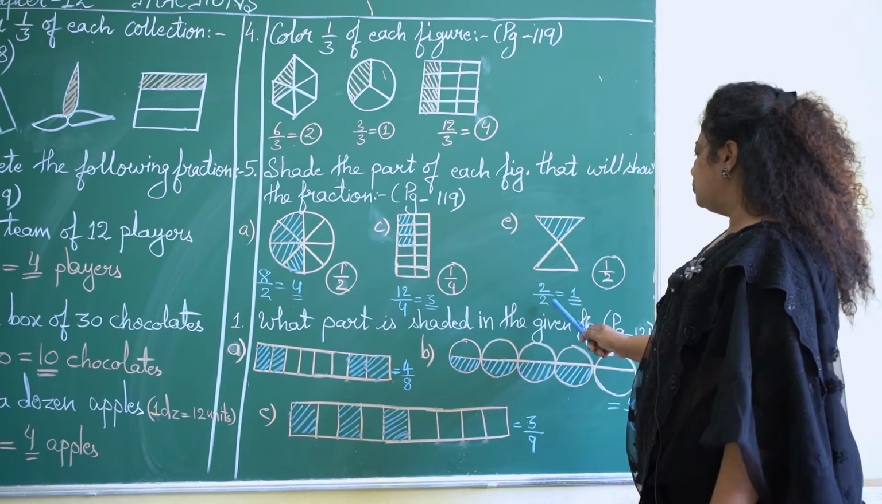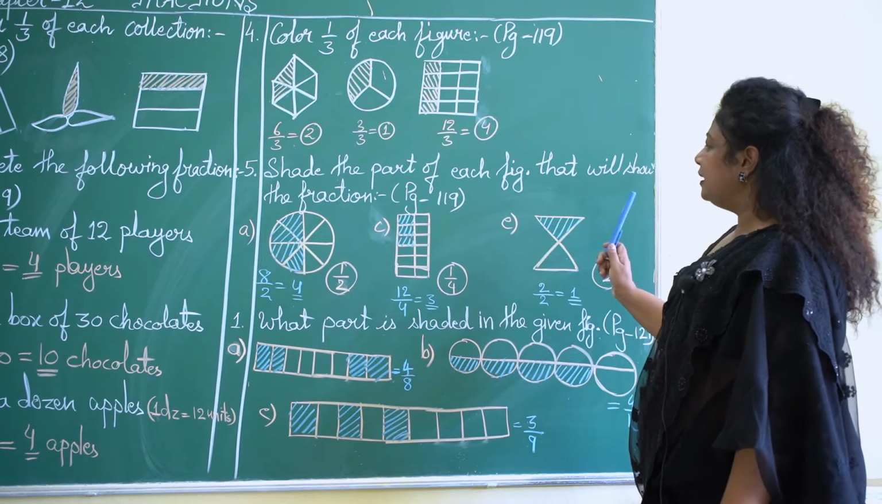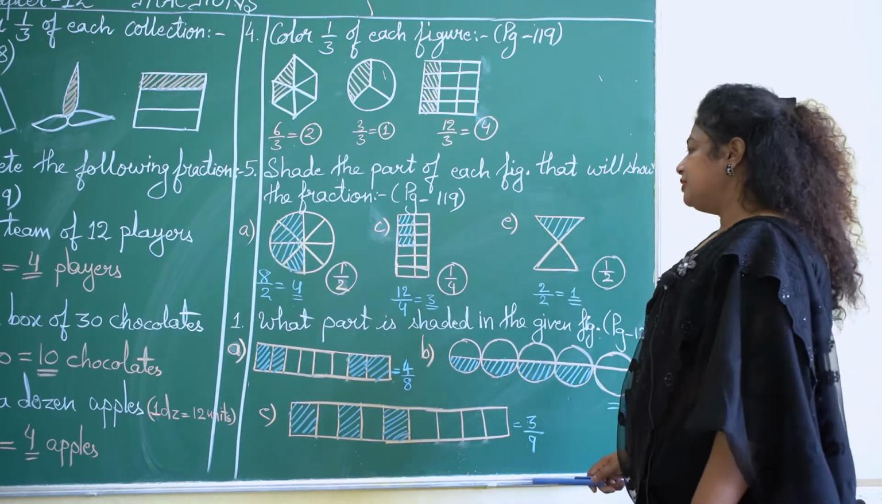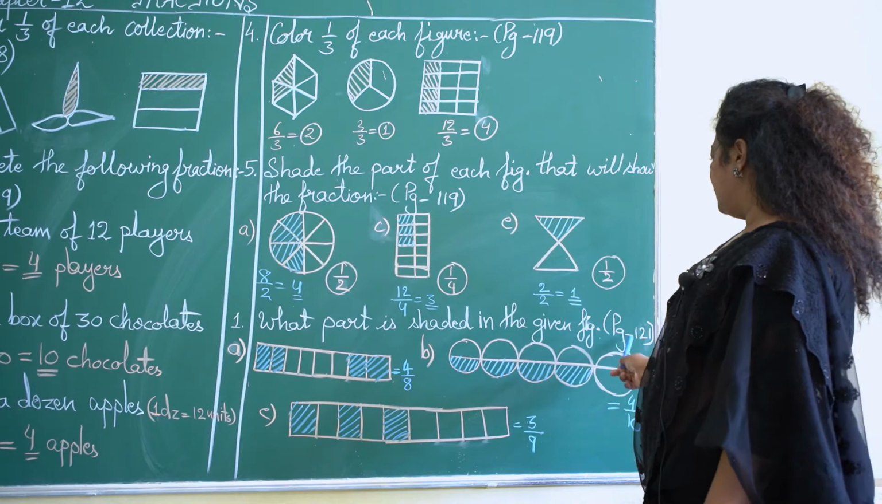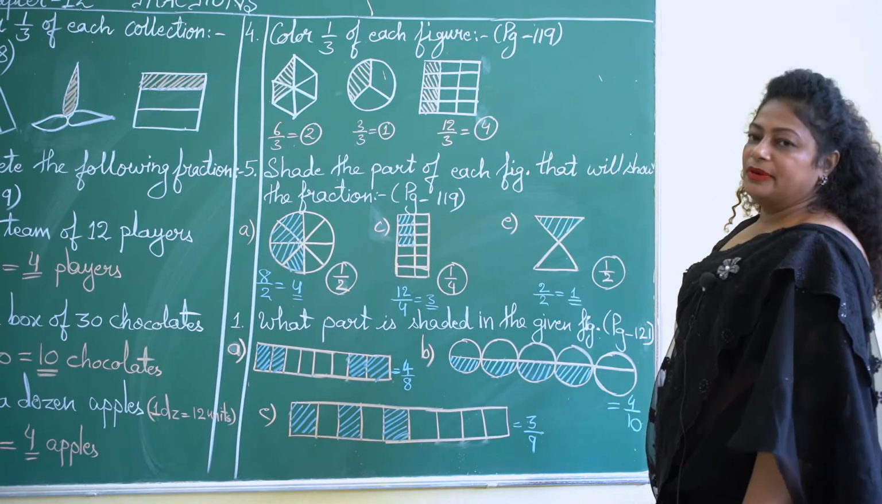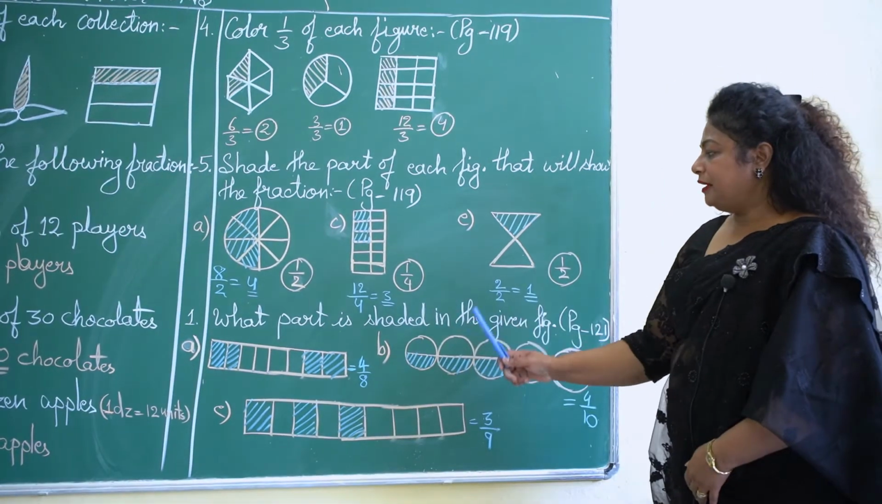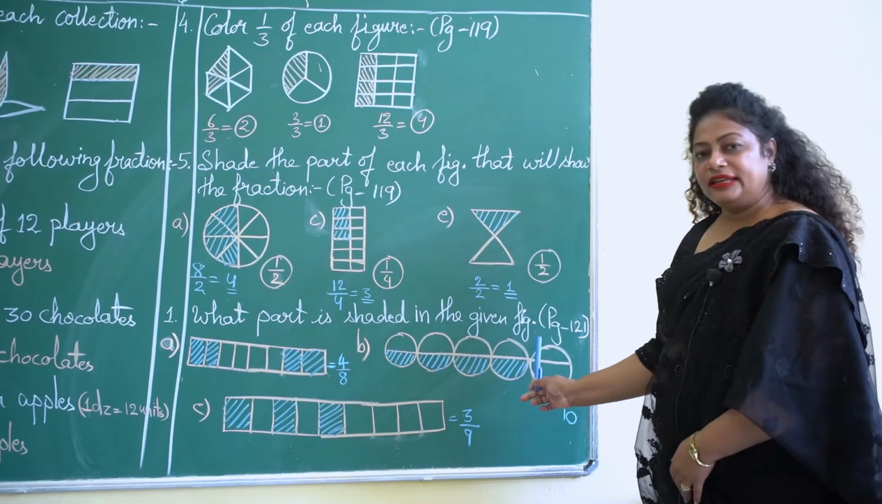So 2 by 2 will give you 1. That means we have to shade 1 part of this figure. Now children, we are coming to the next question. It is given on page number 121. What part is shaded in the given figure?